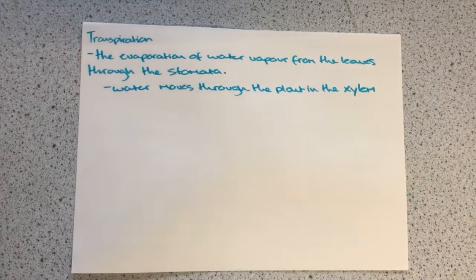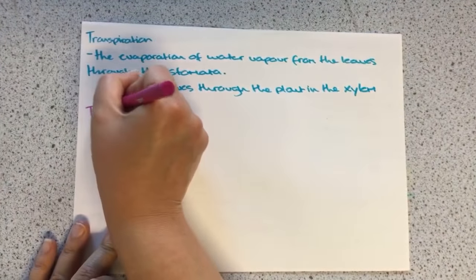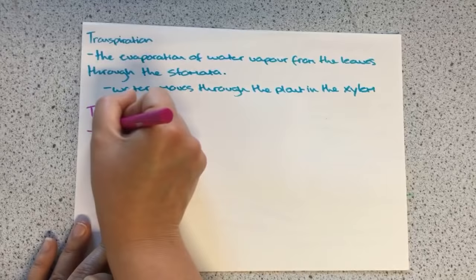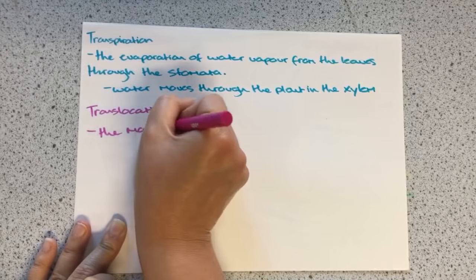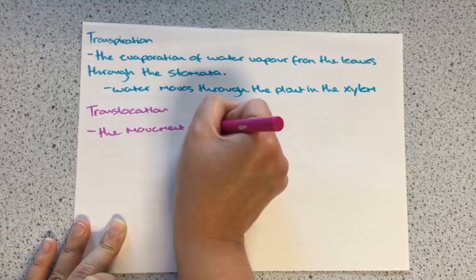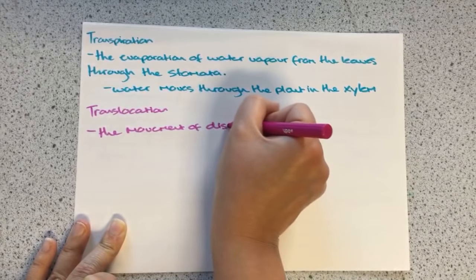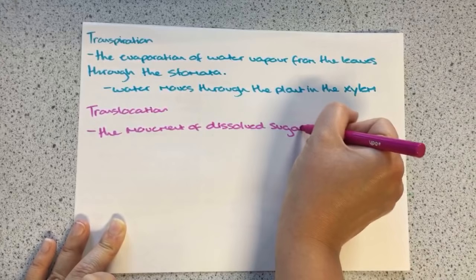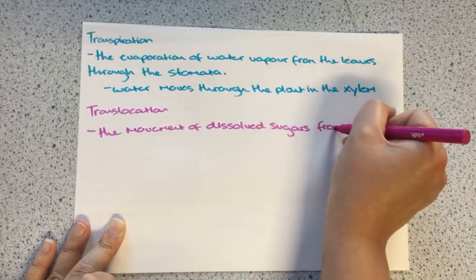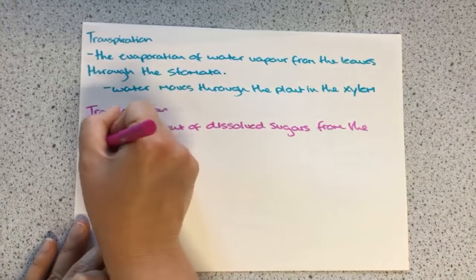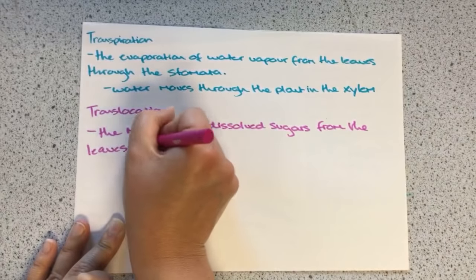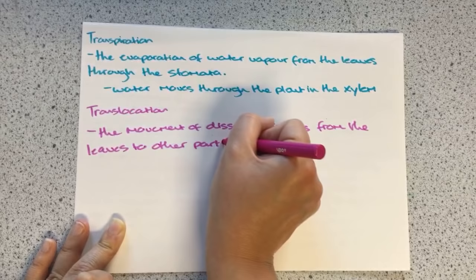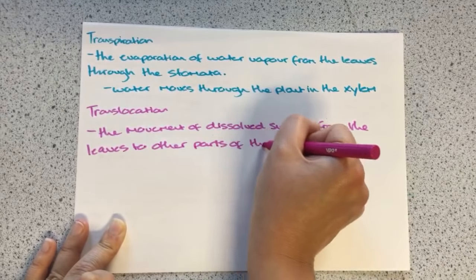Translocation then. Translocation is the movement of dissolved sugars from the leaves to other parts of the plant.